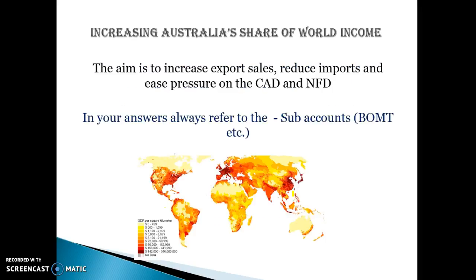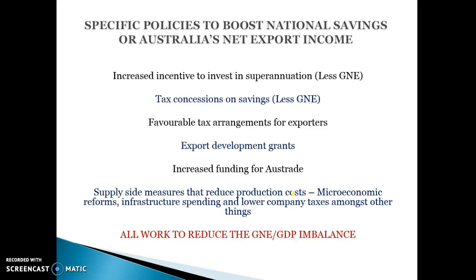Increasing our share of world income is all about trying to boost export sales and reduce import sales so that we can reduce pressure on the current account deficit and reduce net foreign debt. Try and refer to the sub-accounts whenever you're talking about a policy affecting our share of world income.